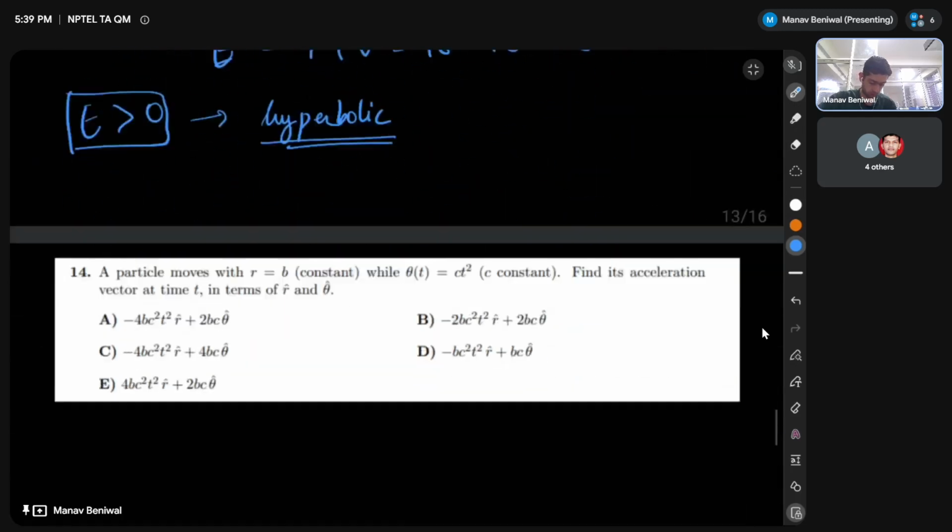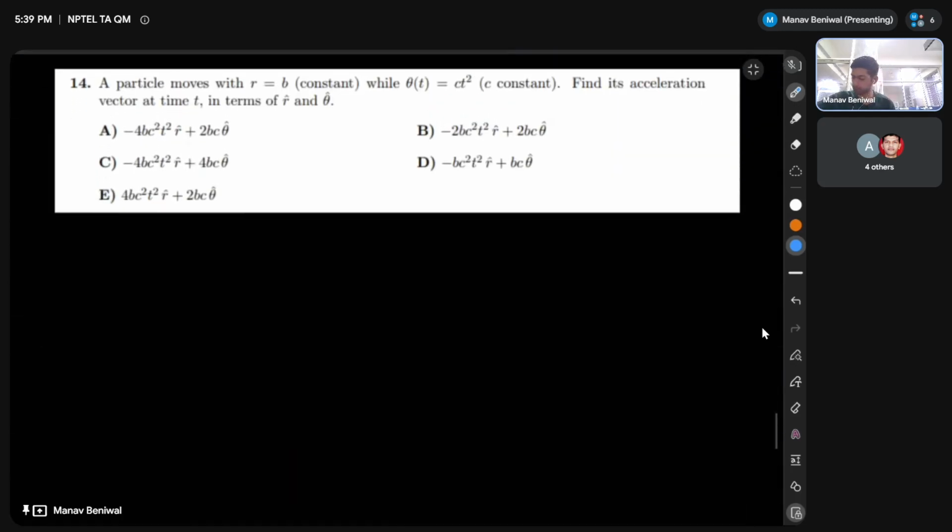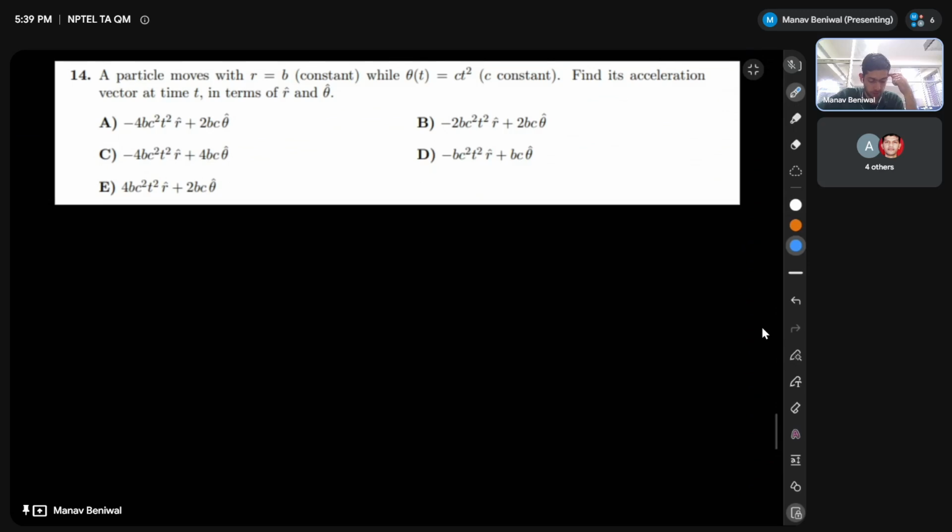Okay. So let's move on. So we have a particle which moves with r equals b, a constant, and theta of t as ct squared, where c is a constant. So find its acceleration at time t in terms of r cap and theta cap. Okay, so a very simple problem.